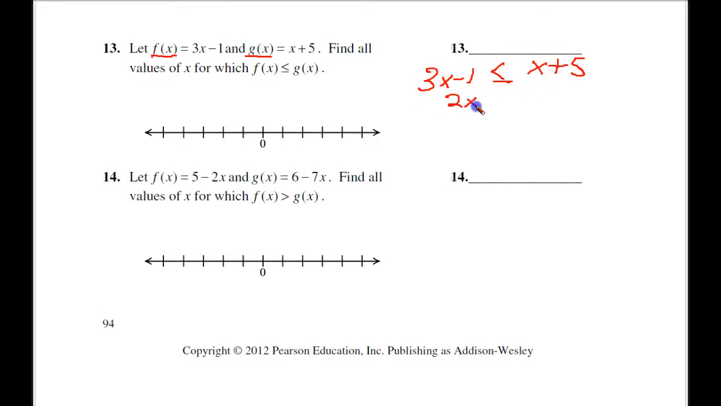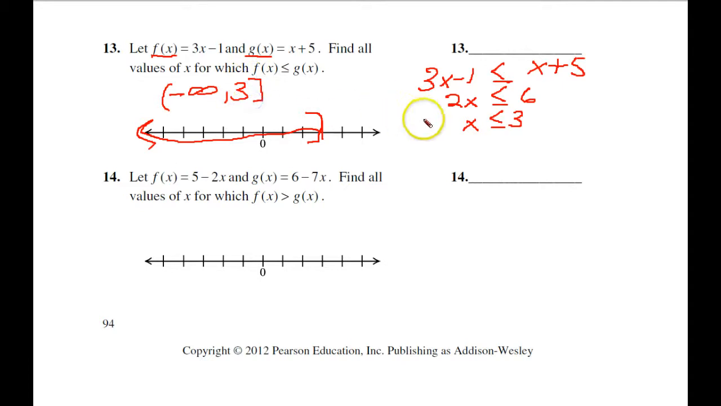That's 2x. This becomes 6. Going to divide by 2. X is less than or equal to 3. So there's our 3 right there. We're going to use a bracket. And interval notation, this is coming from negative infinity up to 3. 3 is included in the set, and here we just put another x and braces.